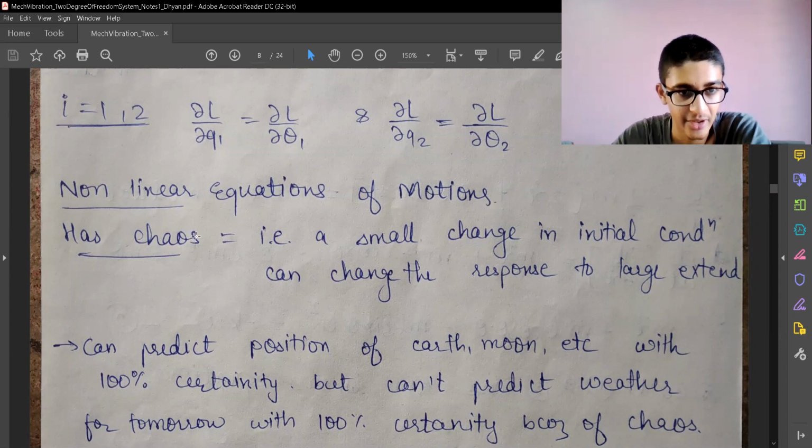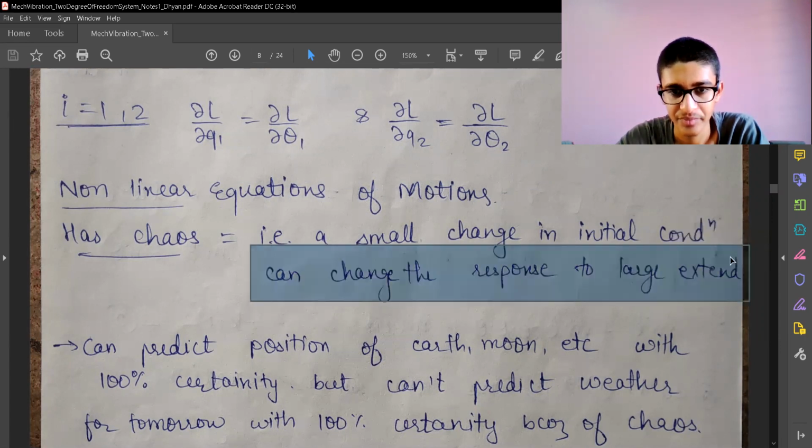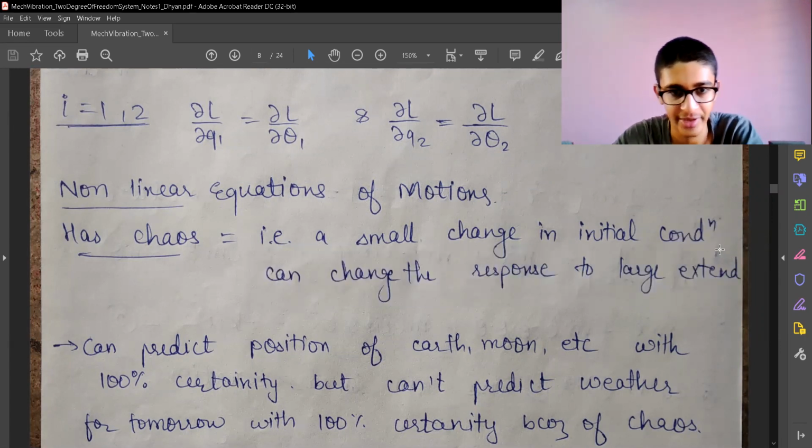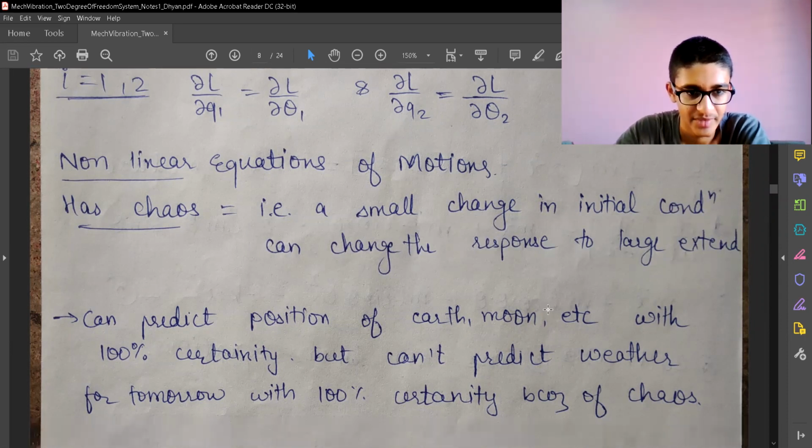That means there is chaos. Chaos means that we cannot predict the response exactly, because a very small change in initial condition, that is velocity or displacement, can bring a large change in the response after some time. So till some time the response can look the same for a small interval of time, but later the response can change and vary too much if the initial conditions were changed in a small way.